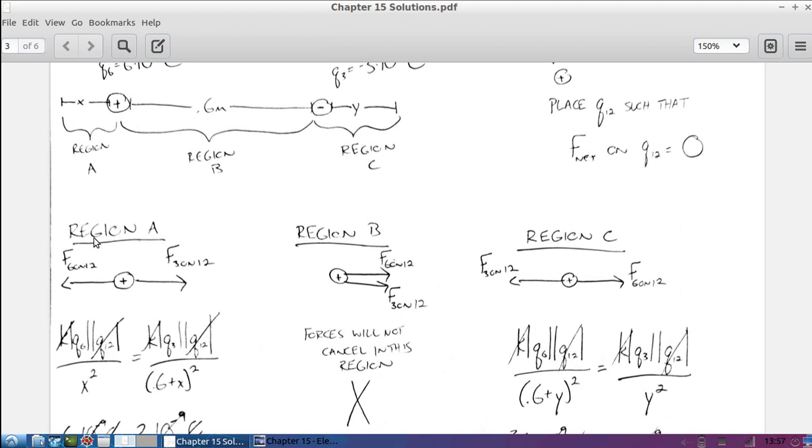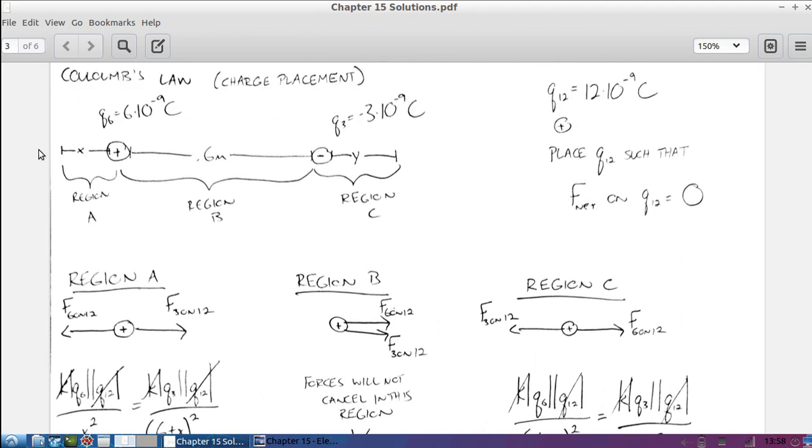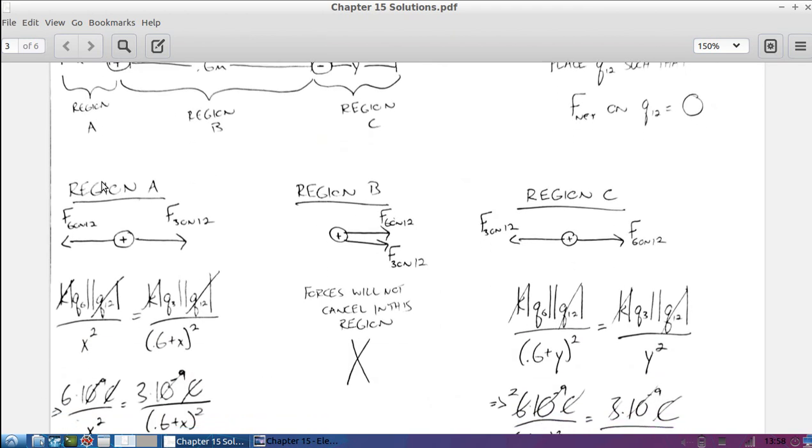So I'm setting these two electrostatic forces equal to each other. And then I'm trying to find this distance x, right? How far away from this 6 nanocoulomb charge do I have to be? So I've got Coulomb's law on the left side, Coulomb's law on the right side. My distances are different, right? So my subscripts are okay, right? Q6, Q12, that's the force of the 6 on the 12. Q3, Q12, that's the force of the 3 on the 12.